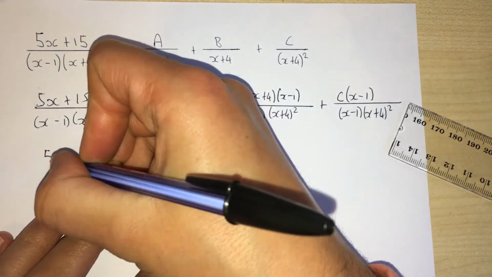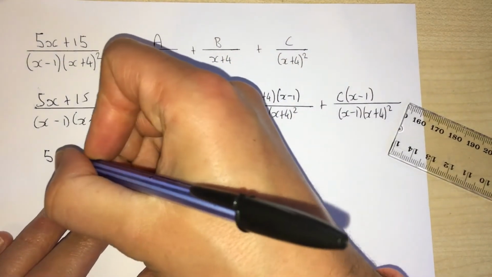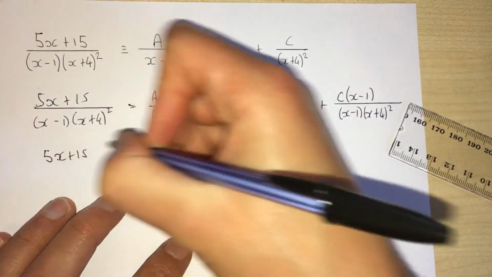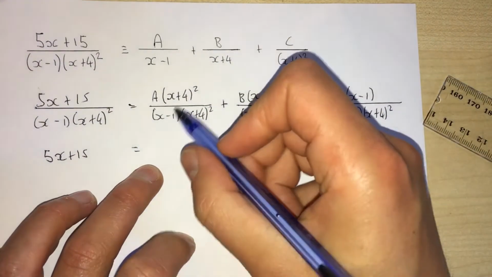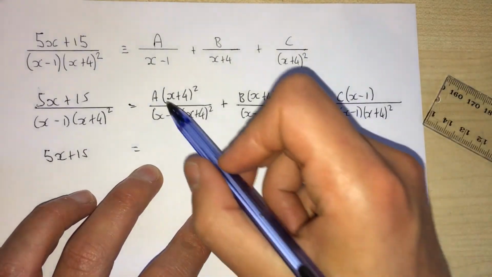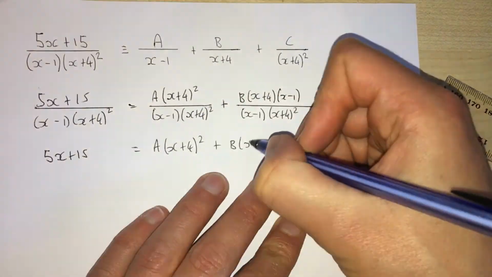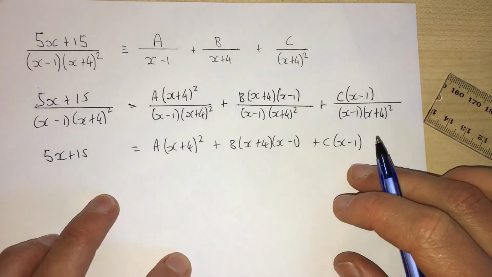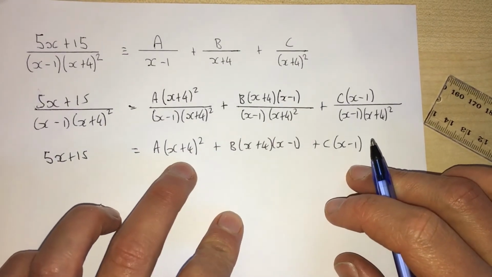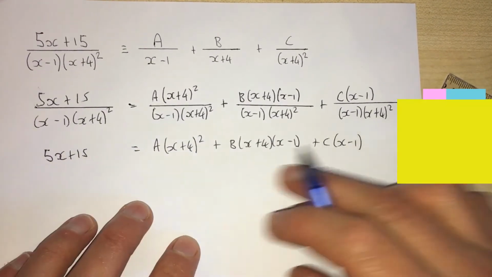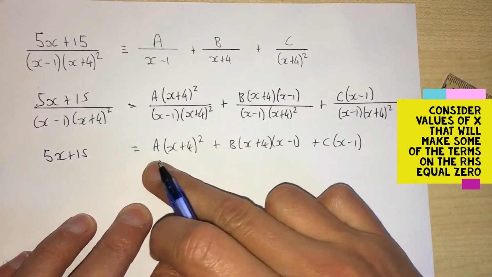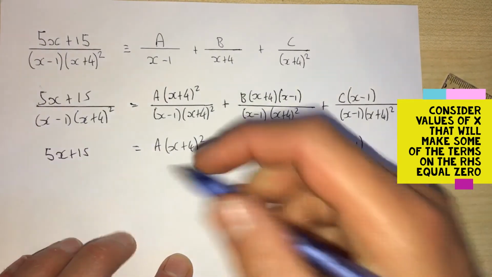On the left hand side, just comparing the numerators, we've got 5x plus 15, and on the right hand side we're going to leave these not expanded for the moment. Now a nice way to work these out is to consider values of x that will eliminate one of these terms, a, b or c.